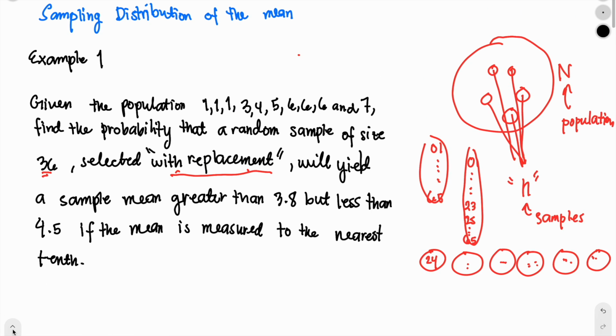So let's go back to the problem. It says here that it is with replacement. You should remember this: if it is with replacement, the sampling distribution mean is this. But if it is with replacement, the standard deviation is the square root of sigma squared over n.